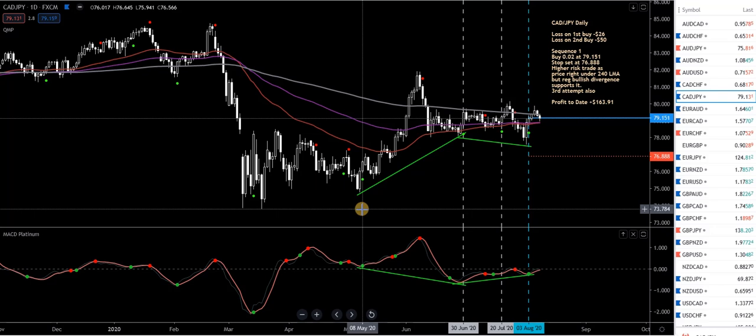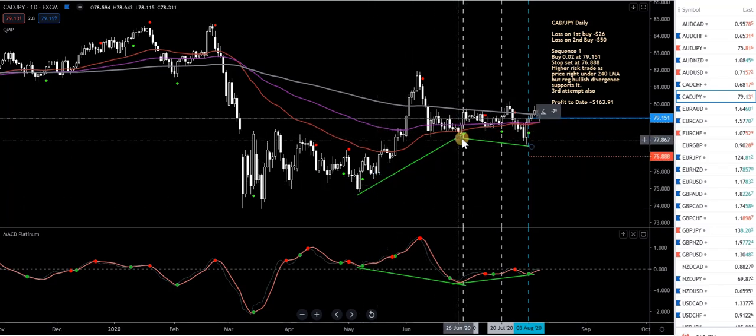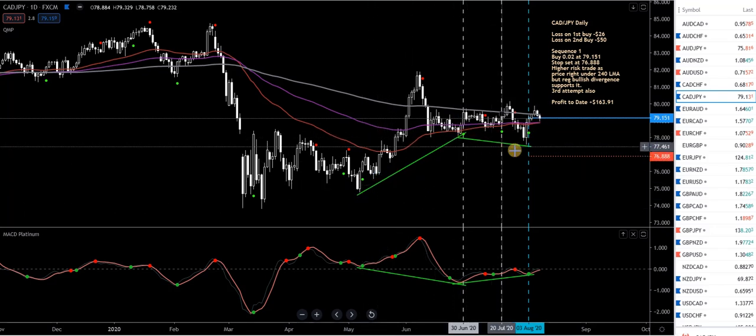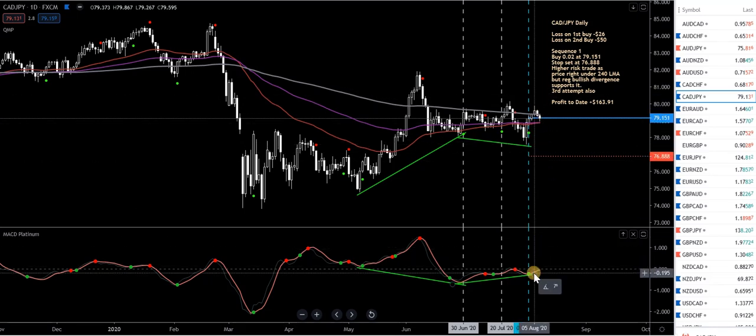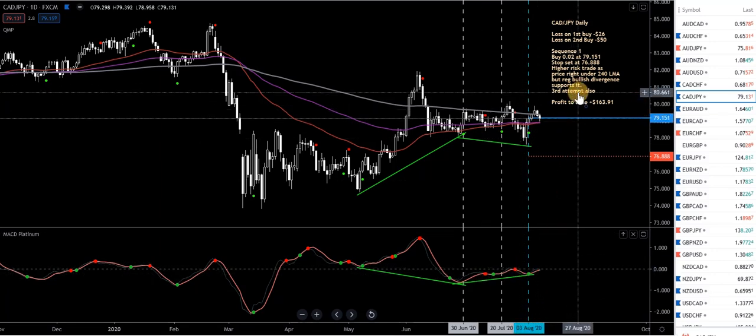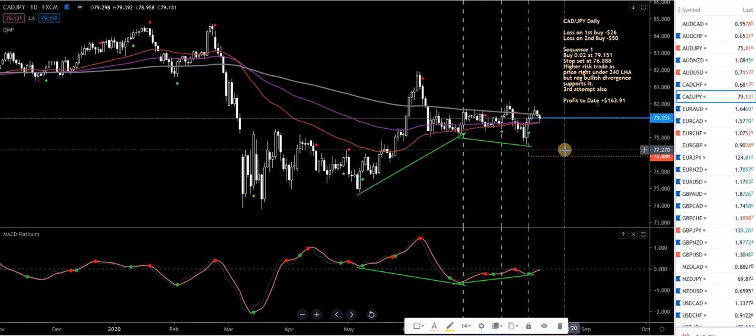So it started off with hidden bullish divergence, and we've got regular bullish divergence. This will eventually go up, but I just don't know when. MACD Platinum's getting close to the zero level. Yeah, it's not exactly an exciting pair.